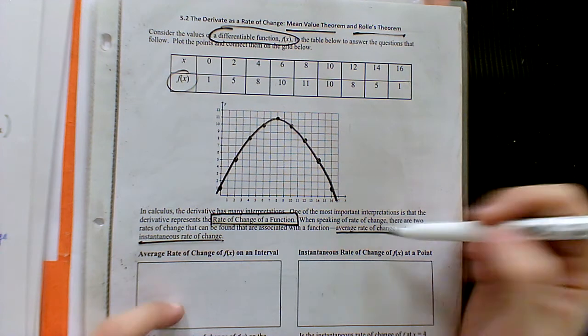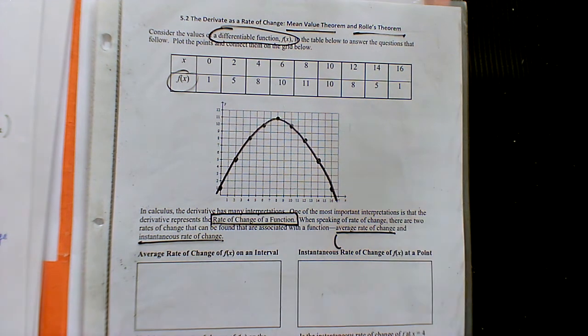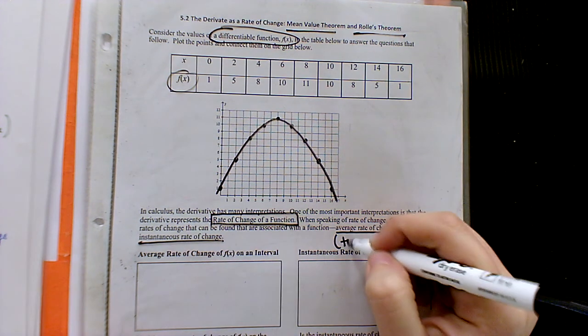So if we're looking at an average rate of change, if it's over time, you normally have a beginning point and an ending point, aka 2 points.